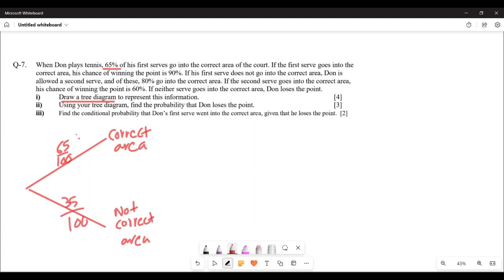If the first service goes into the correct area, the chances of winning the point is 90%. So I'm going to write win. And the probability of winning the point is 90%. So 90 upon 100. And then the probability of losing the point is going to be 10%.